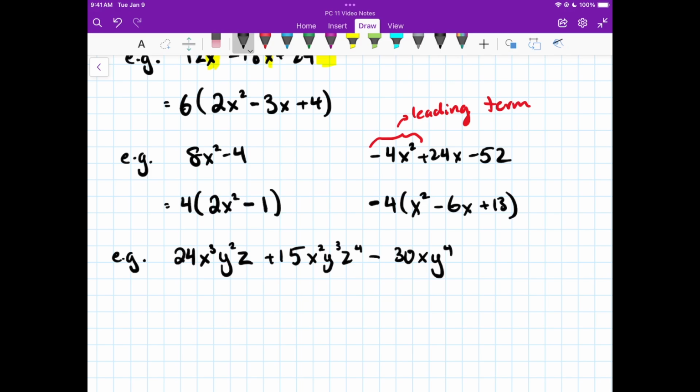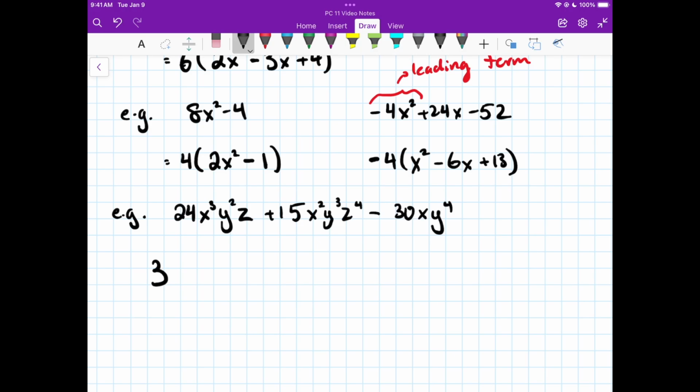So if we look at this, start with the coefficients: 24, 15, and 30. Those are all divisible by 3, so we're going to take out a 3. Then we go through the variables one at a time. For the x's, we've got x cubed, x squared, and x. If we want to take out some x's, we can't take out more than any of these terms has. So we can't take out x cubed as a common factor because only one of these terms has 3 x's to give. You can only ever take out the lowest amount that any term has. In this case, that's just 1x.